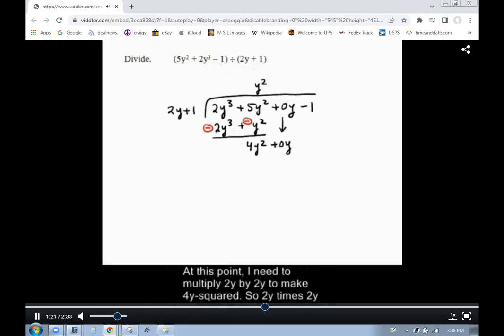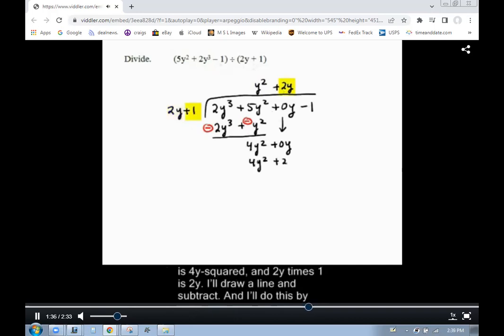At this point, I need to multiply 2y by 2y to make 4y squared. So 2y times 2y is 4y squared, and 2y times 1 is 2y.